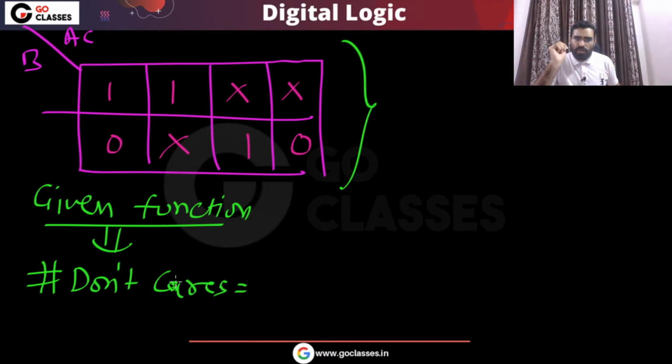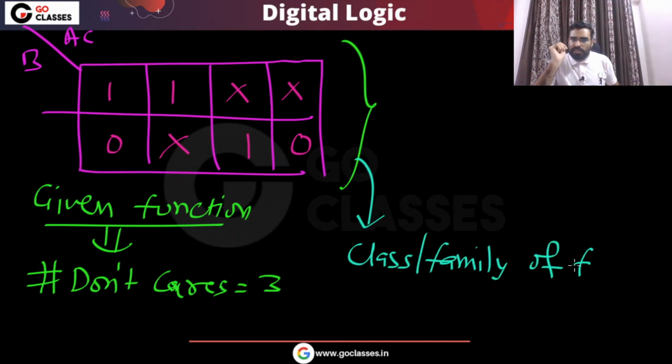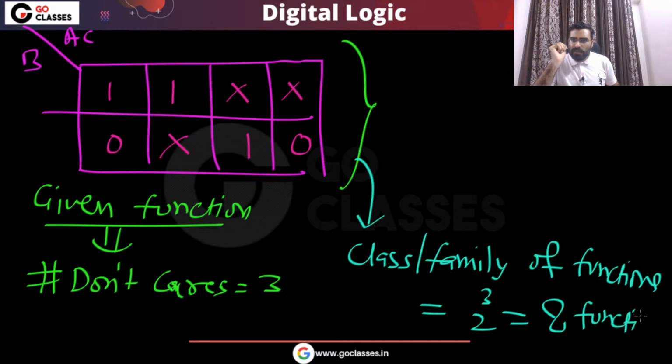I am again explaining F4. Please understand. Total number of don't cares is 3. It simply means this is a class of functions, a family of functions. How many functions? 2 power 3, that means total 8 functions are there. So this K-map represents a total of 8 functions.